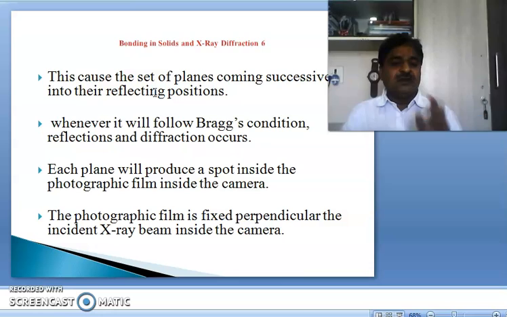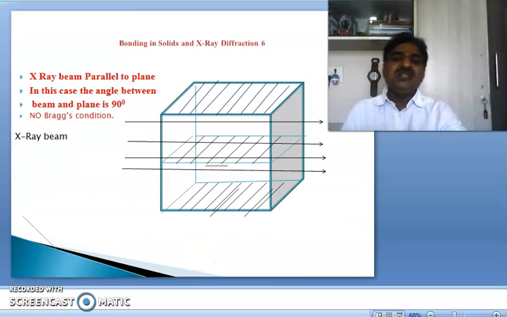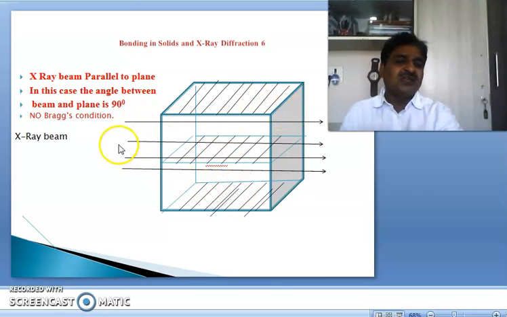The photographic film is fixed perpendicular to the incident X-ray beam inside the camera. You see now here, the X-ray beam is parallel to the planes here. I have shown here 1, 2, 3 planes. These are the 3 planes. They are parallel to each other, and these incident X-ray beams are also parallel to each other, and they are parallel to what? These planes.